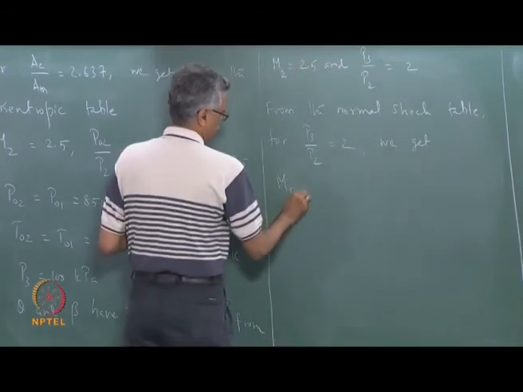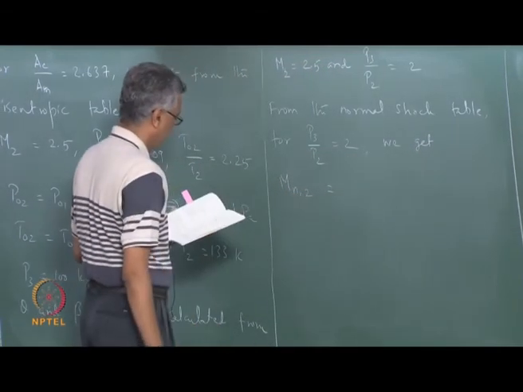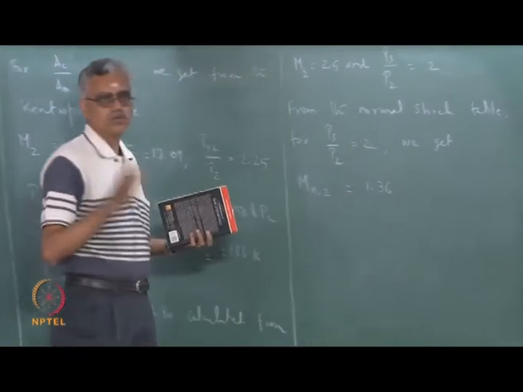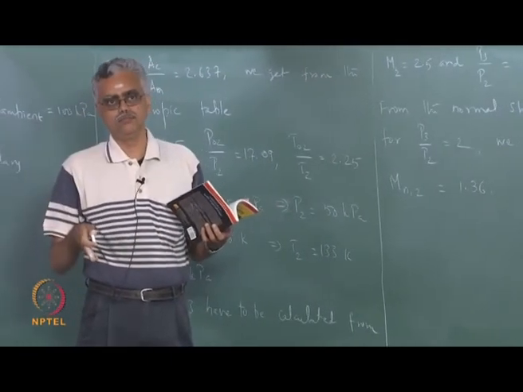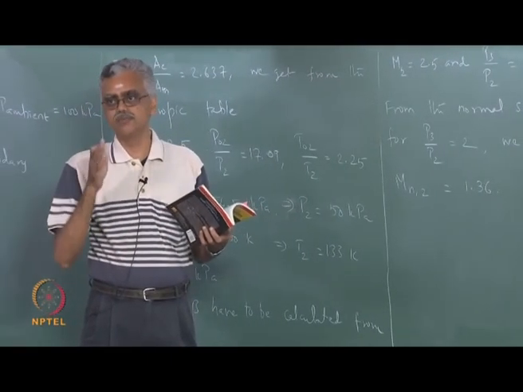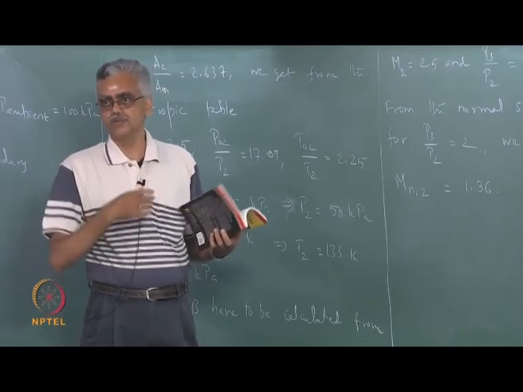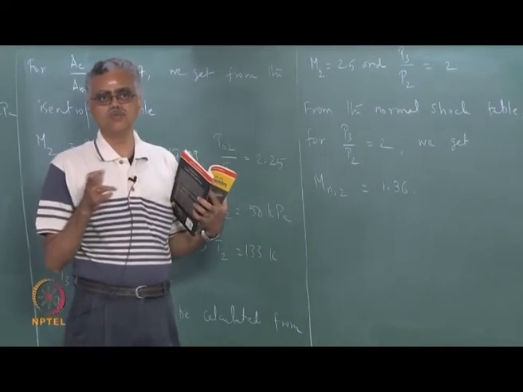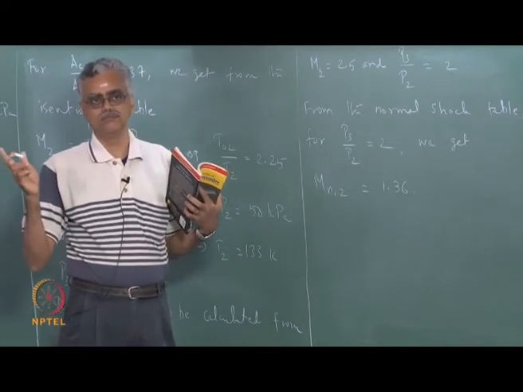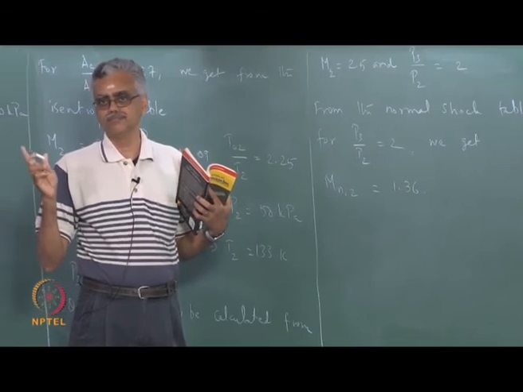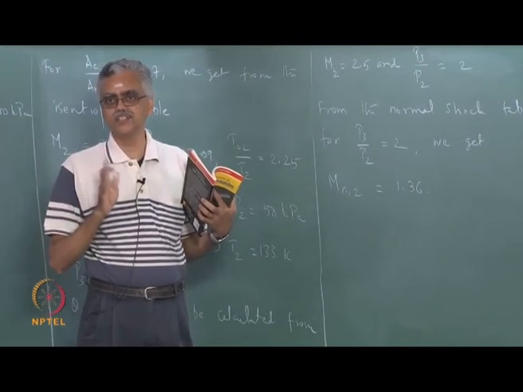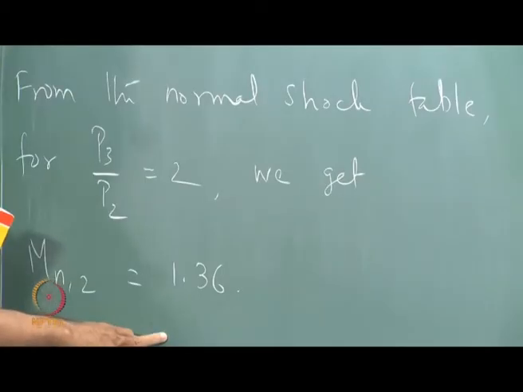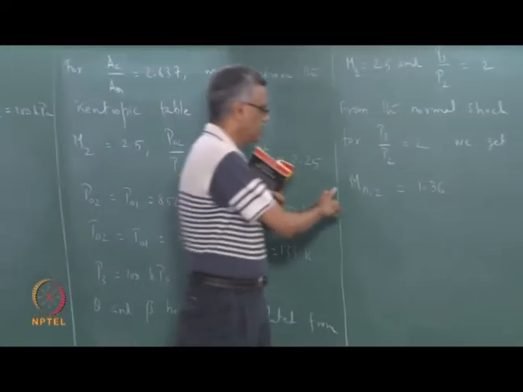Mn2 is equal to 1.36. So we go to the normal shock table, we go down the column P2 over P1, you see where it becomes 2. So the Mach number corresponding to that is 1.36. Remember, this Mach number would be labeled M1 in the normal shock table. So you have to be very careful with the notation and the numbering. This would be M1 from the normal shock table, but in our notation we have to label this as Mn2.